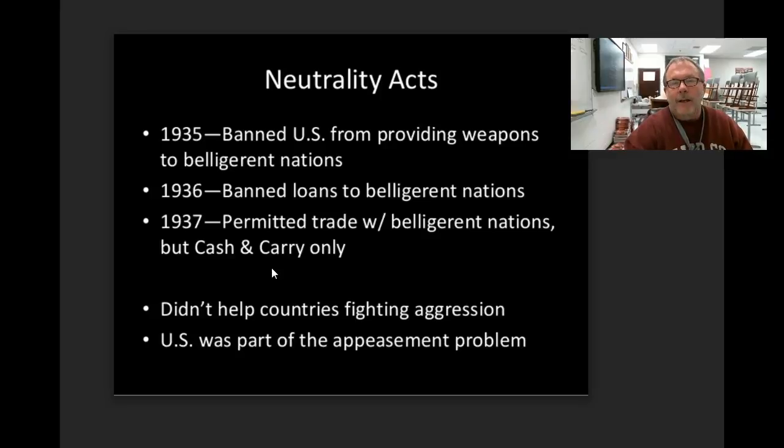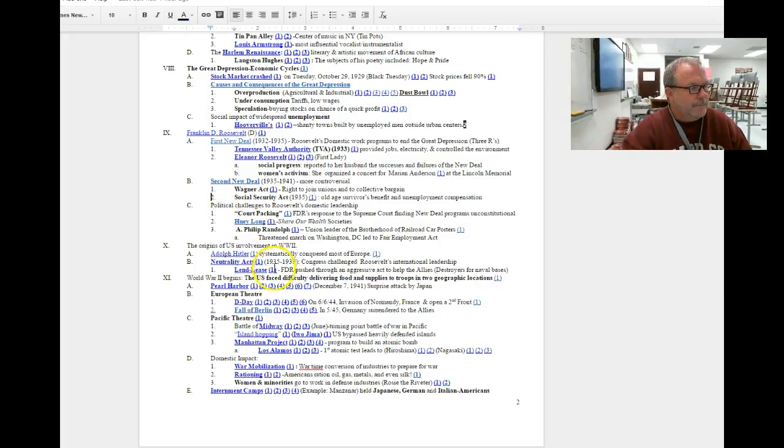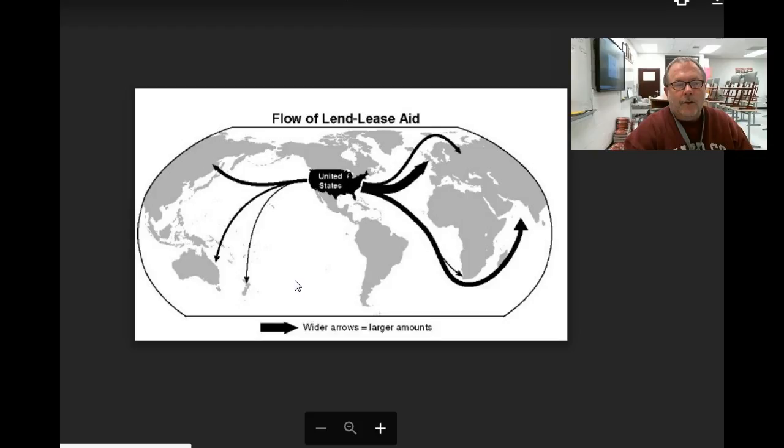The reason why the United States used the cash and carry provision is so that we would not repeat our reasons for going to World War I, which was unrestricted submarine warfare. Finally, as Hitler takes France, Roosevelt is able to encourage Congress to pass the Lend-Lease Act. And now the United States becomes more aggressive in its help toward the Allies.